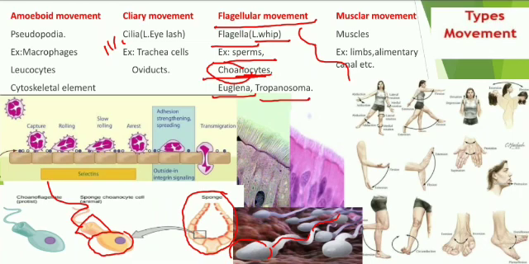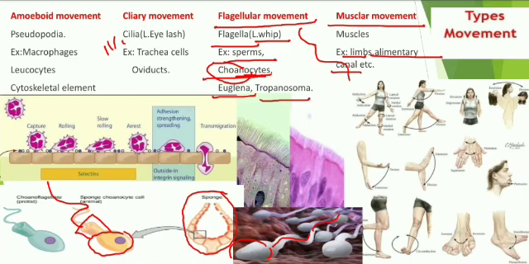And the fourth type of classification is muscular movement. This is the quite common movement we see in the muscles, and these muscles are necessary for movement during any kind of work, and that is known as muscular movement. And these movements we have seen in limbs, alimentary canal, jaws, etc.